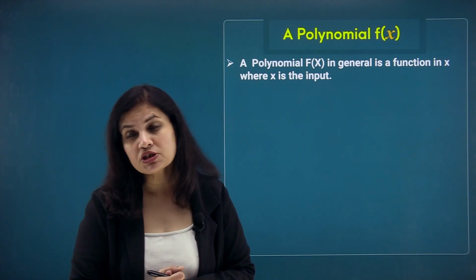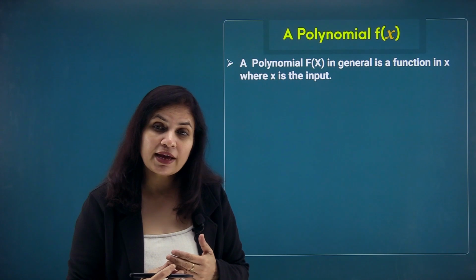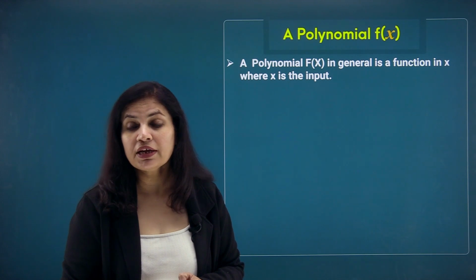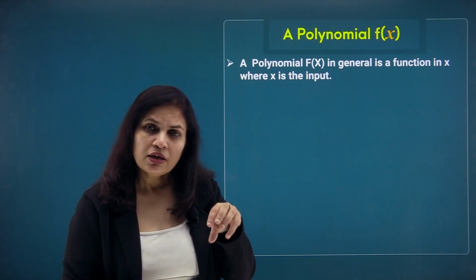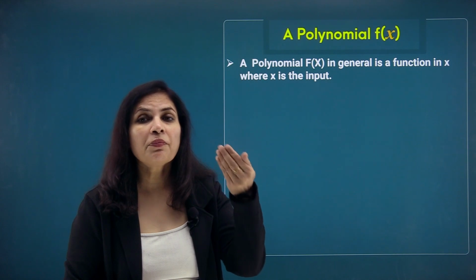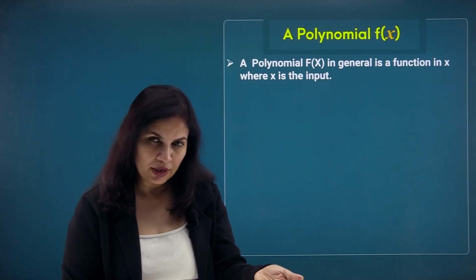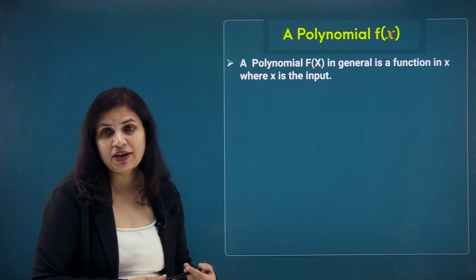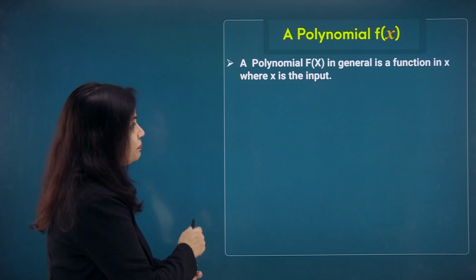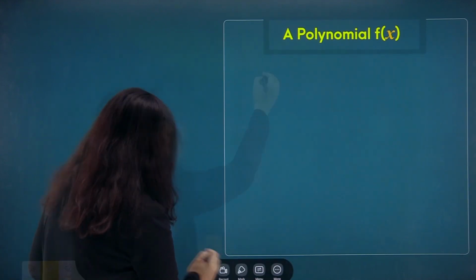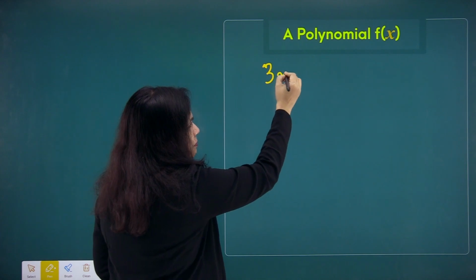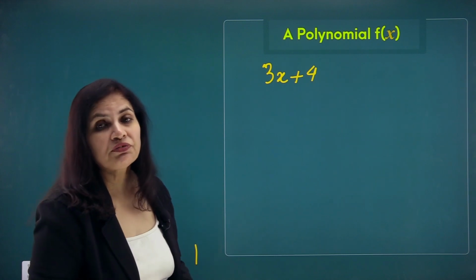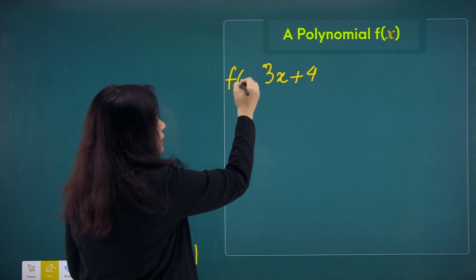When I am talking about function in x, that means my variable x is behaving in a certain way, and here x is considered to be an input which when put in a certain machine will work in a defined way. So, what is that defined way? What is the function? For example, if I write 3x plus 4, which is a polynomial, why is it a function? This is called a function in x.